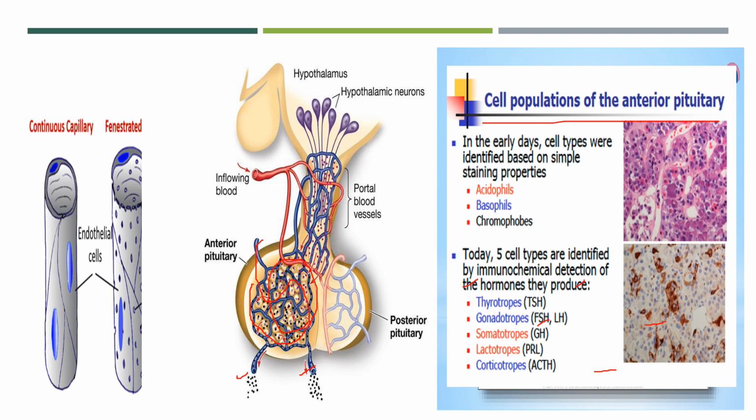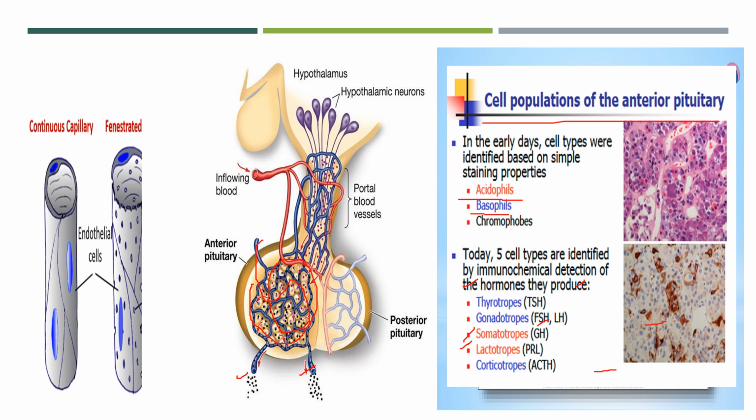Acidophilic cells are the cells that stain with acidic dyes, and basophilic cells are the cells that stain with basic dyes. So acidophilic cells will give a red color, that is, the staining will be red. Basophilic cells will give a purple color. So we have 5 cell types. Among them, the somatotrophs and lactotrophs are acidophilic, so they will take a red color.